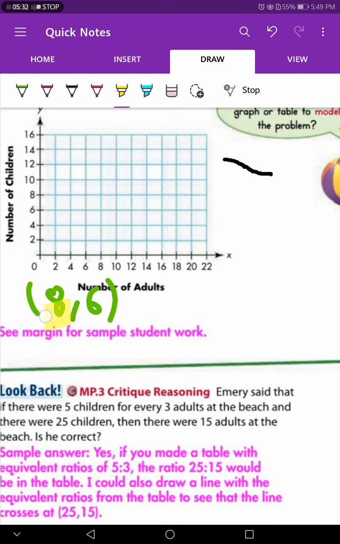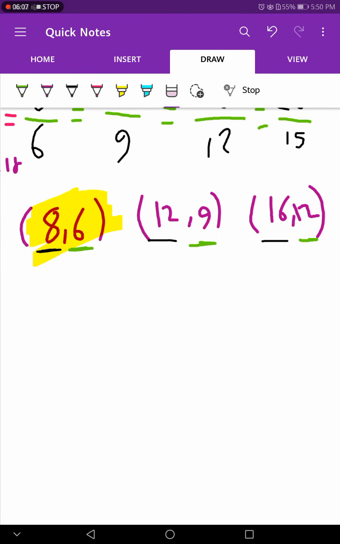The first number here, if you remember, means 8 steps to the right. And the second coordinate tells me how many steps up. So 6 steps up. So I have to move 8 steps to the right and 6 steps up. So this is 8 and 6. I erase this and this too. What is the second ordered pair? This one. It is 12 and 9.